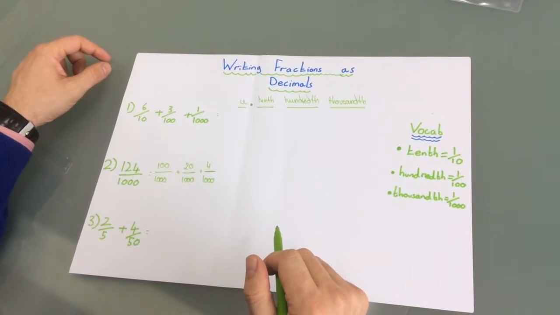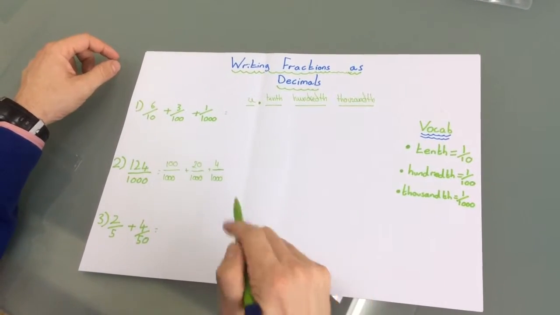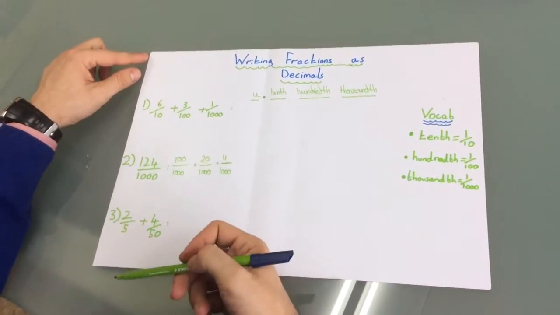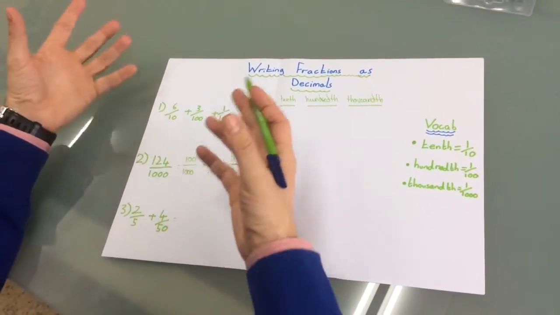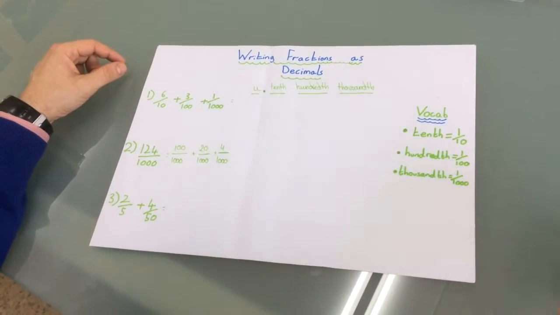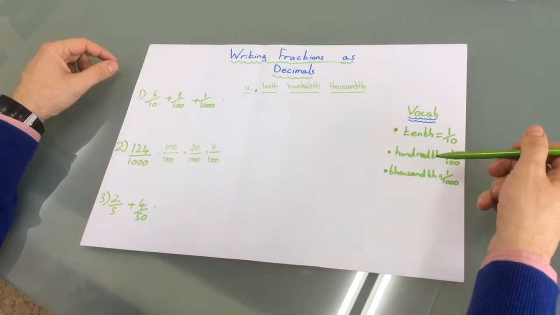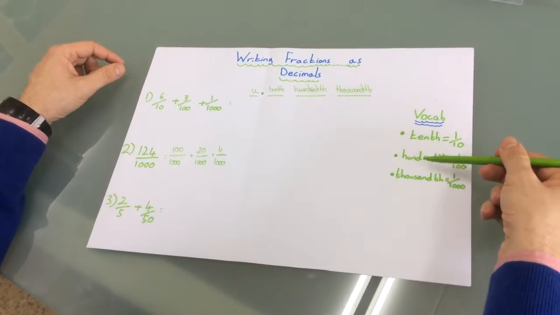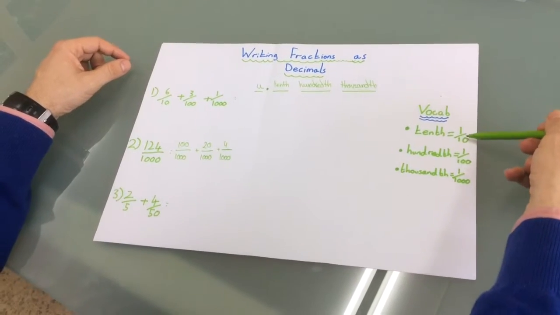In this video, we're going to find out and learn how to write fractions as decimals. We've been working on fractions for the last few weeks, so we're going to see the relationship between fractions and decimals. We've got very important vocabulary that you already know, and it's the tenths, the hundredths, and the thousandths. And you can see how each of those is represented with a fraction.